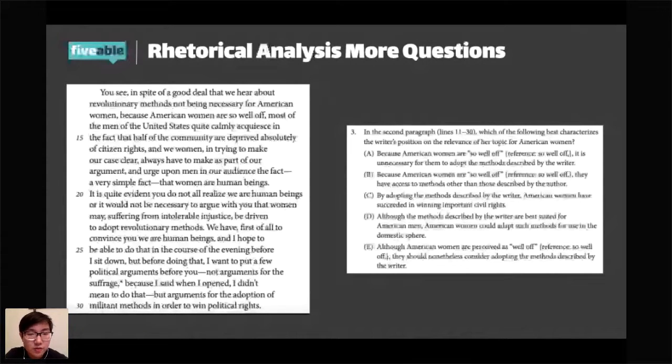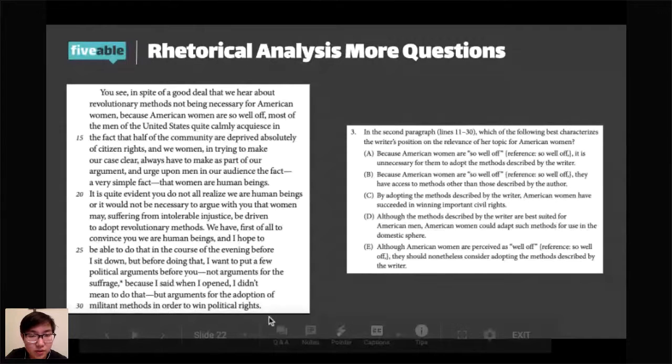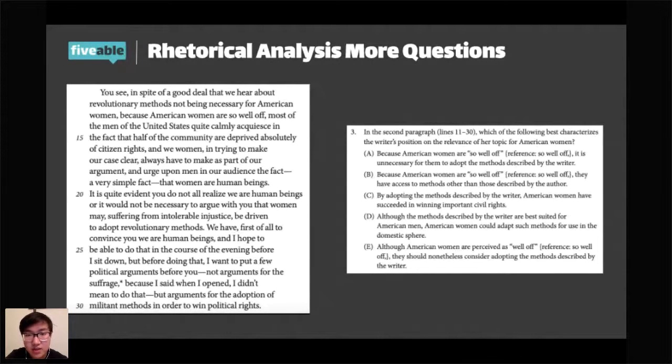Okay, so for number 3 in the second paragraph, lines 11 through 30, which of the following best characterizes the writer's position on the relevance of her topic for American women? So the answer is E. Although American women are perceived as well off, they should nonetheless consider adopting the methods described by the writer. And that's what the author is really talking about here.